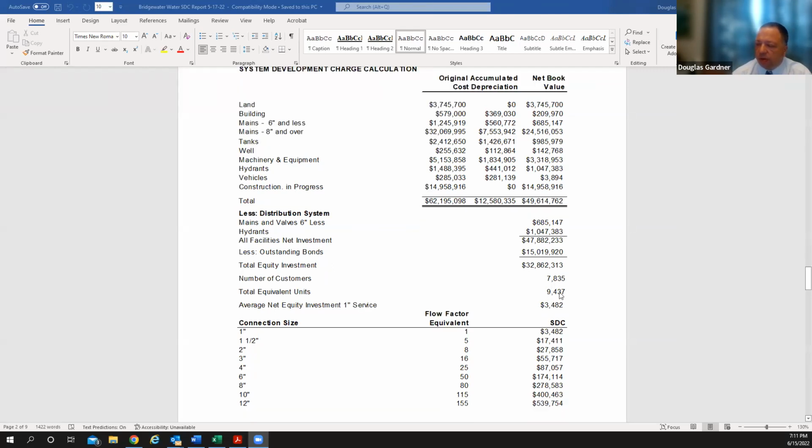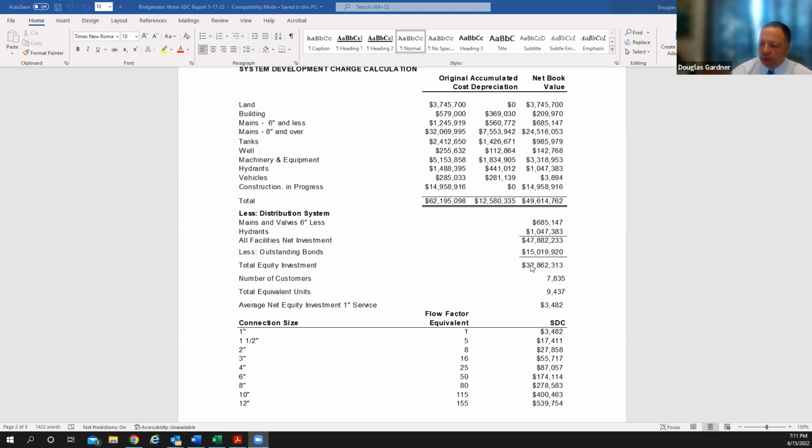Number of customers is 7,835. The equivalent units are 9,437. What the equivalent units are: if you have a meter that's larger than a 5/8 inch connection, it has a greater factor than 1, because that meter will allow you to flow more water. Because you're allowed to flow more water, there are additional costs associated with that meter. You have to have larger facilities. You might have to have additional employees. That's more chemicals involved in the treatment. So you build in a factor, and that's what the total equivalents are.